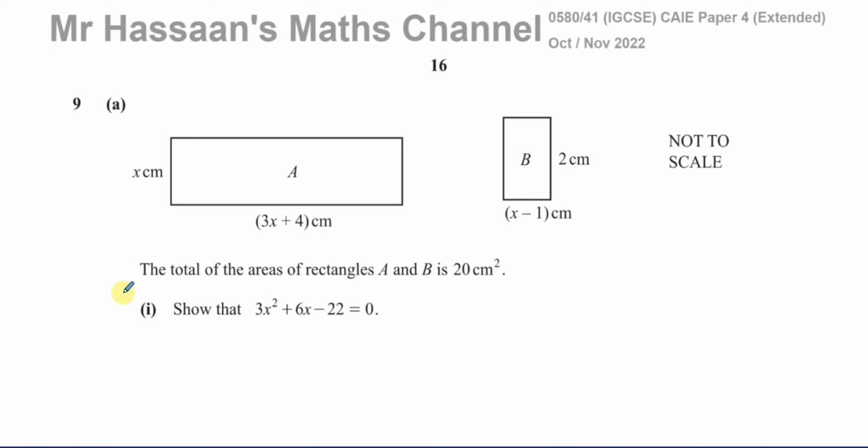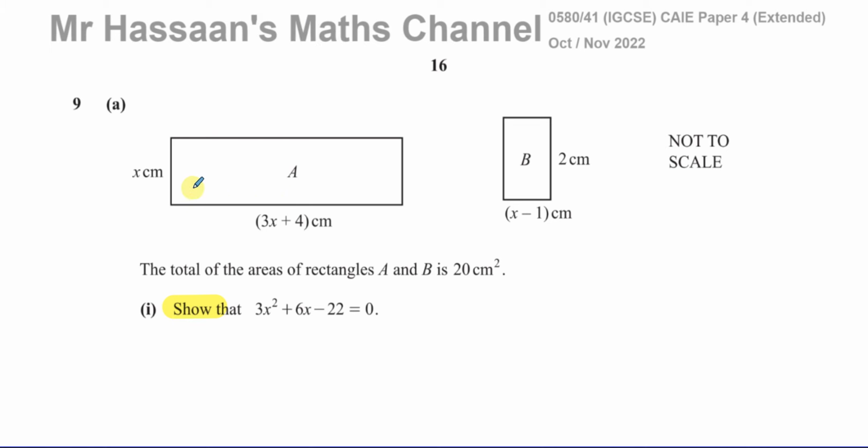Now 9A here, it says the total areas of rectangles A and B is 20 centimeters squared. So if I add the areas of A and B, I'm going to get 20. Show that 3x squared plus 6x minus 22 equals 0. So this is a show that question, where you have to be very careful to show your steps properly so that you don't lose any marks.